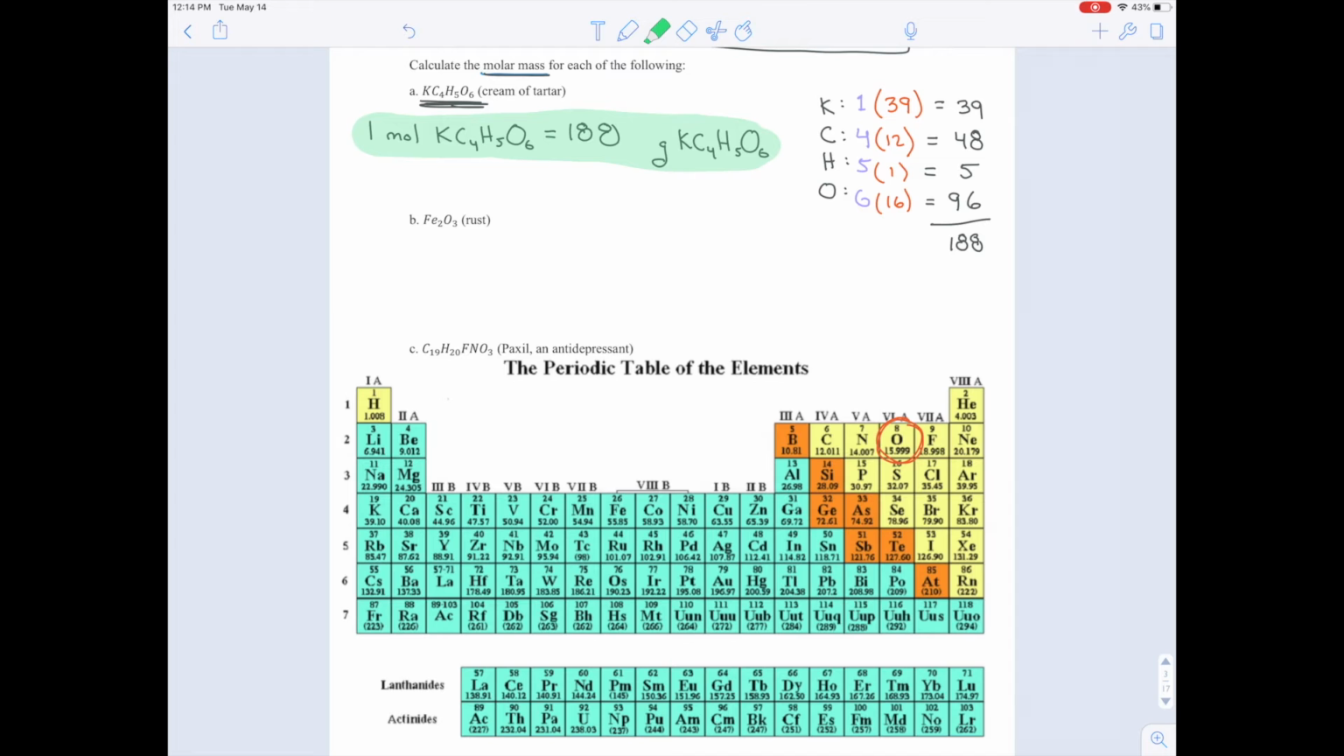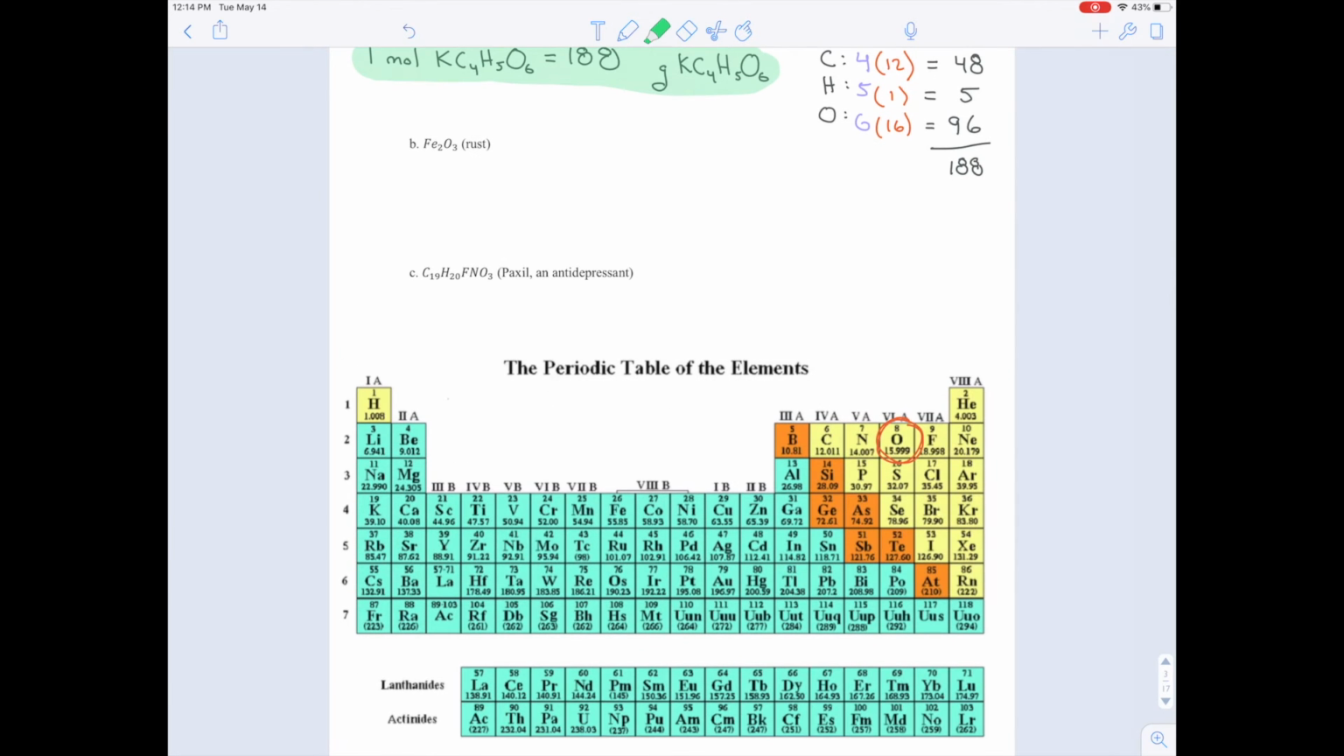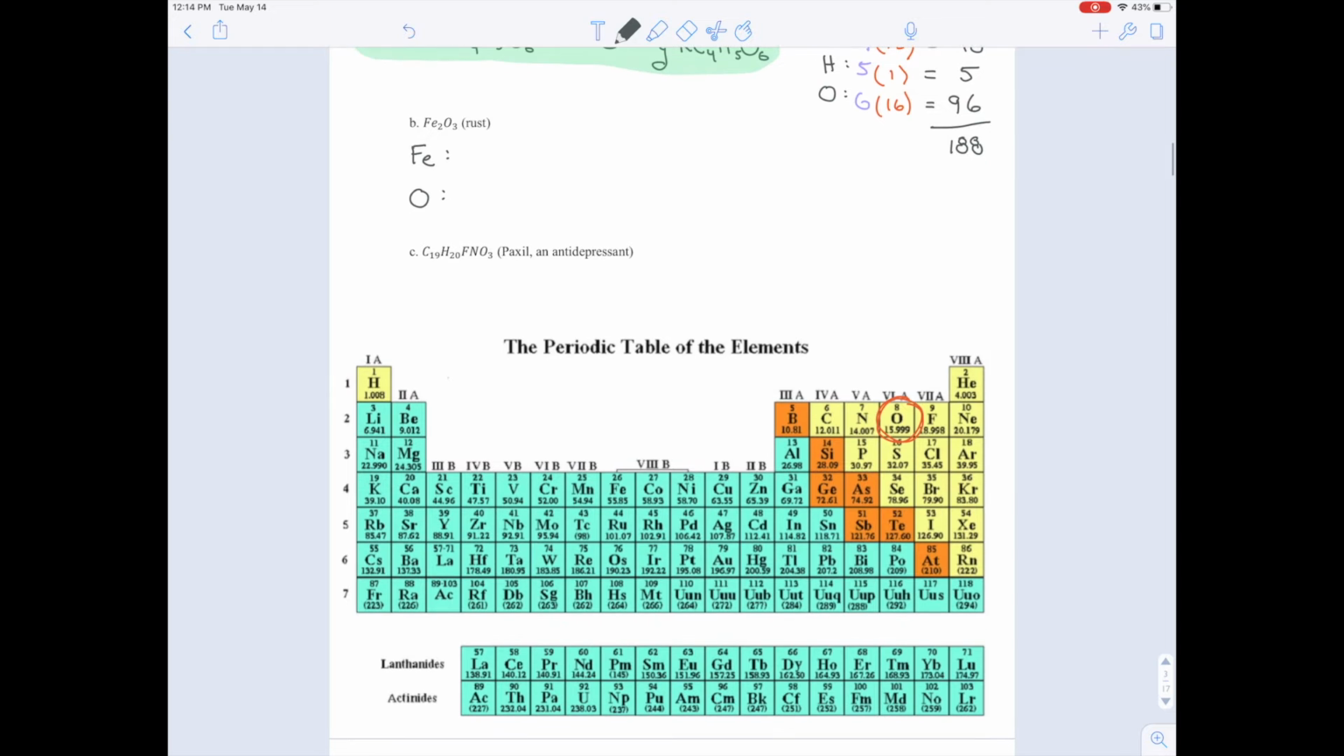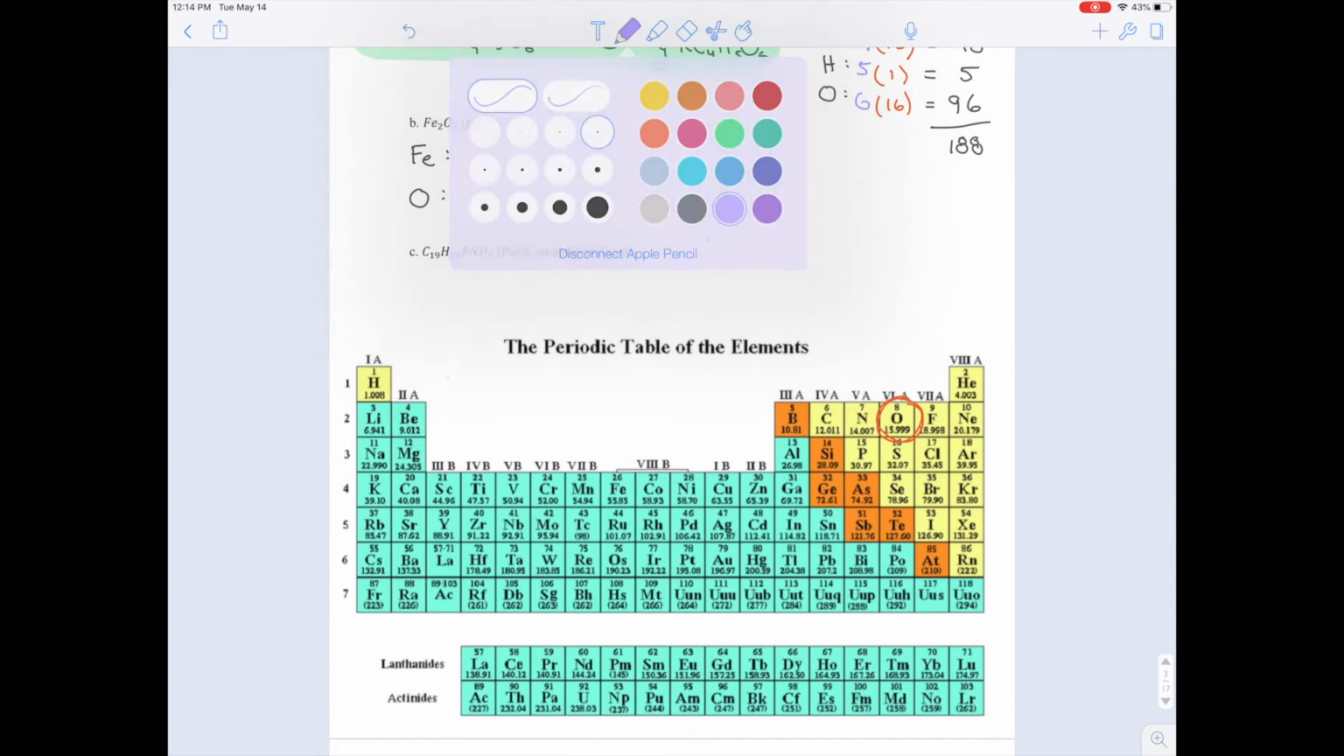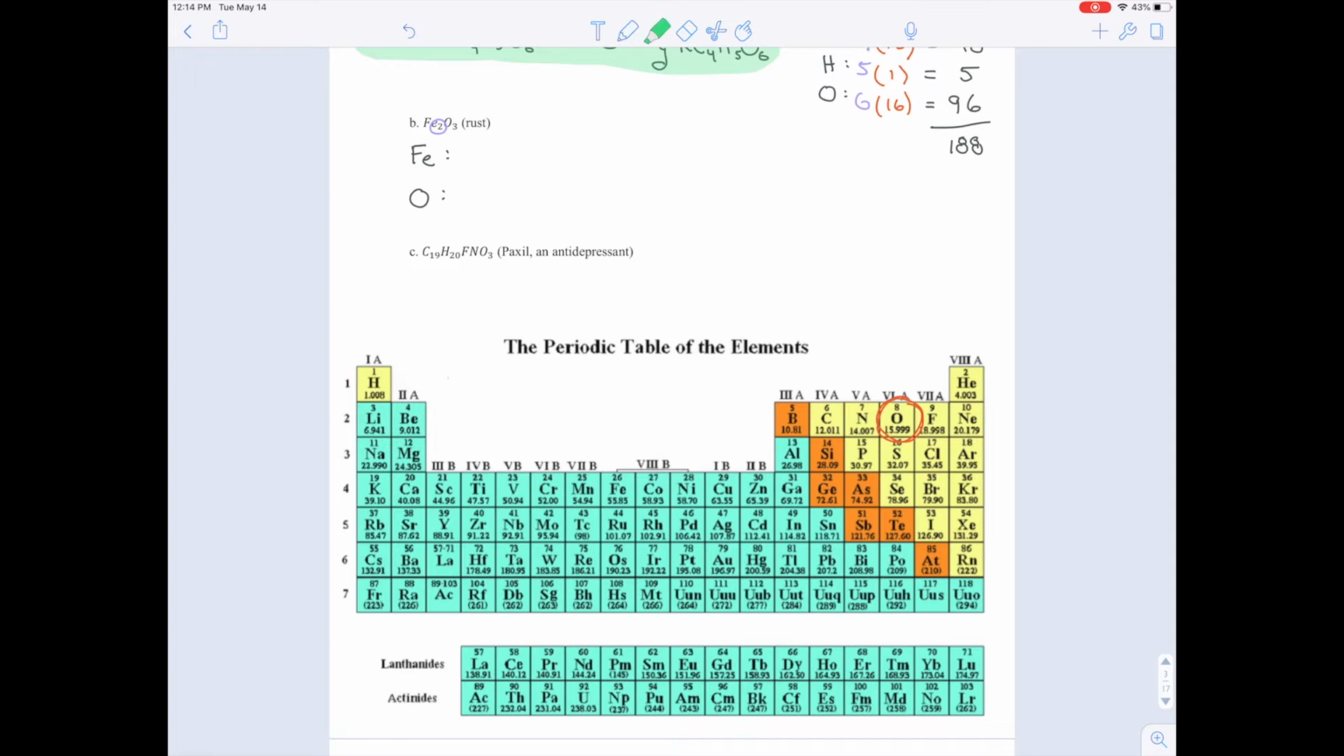Okay, next. So the next one is rust, Fe2O3. So we're going to go through the same procedure. First, we'll list the elements. So Fe and O. Every time you have a new capital letter, you have a new element. And then we're going to think about them just like we did before. We have 2 irons. And again, the assumption here is that we want to know how many grams of Fe2O3 there are in 1 mole of Fe2O3.